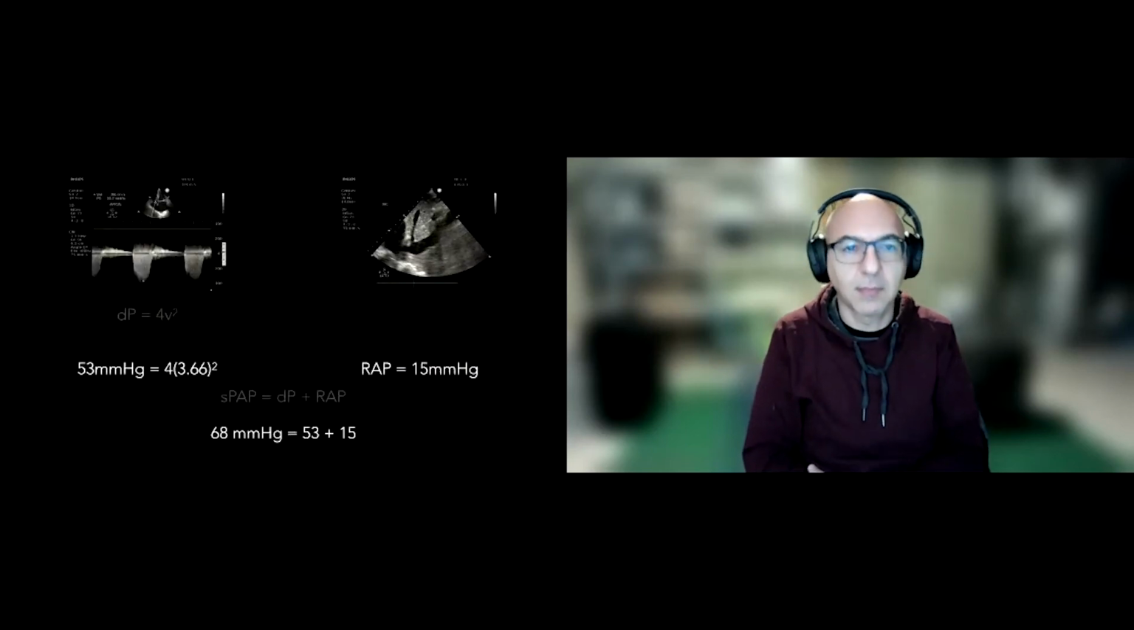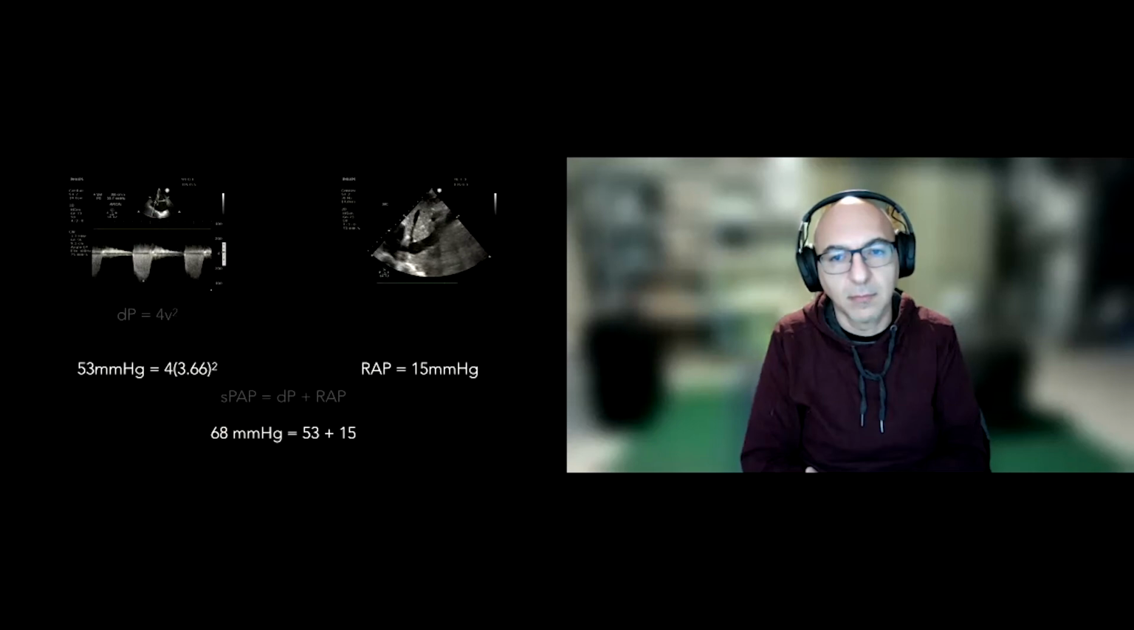So if you want to throw that into a calculator, here's what we get. That modified Bernoulli equation gives you that 53 millimeters of mercury as your transvalvular gradient. Your RAP is, in this situation, like we talked about earlier, estimated about 15 millimeters of mercury based on the fact that it's greater than 2 centimeters and not collapsible. Sum it together, we're looking at a systolic pulmonary artery pressure of almost 70. And so the question then becomes, what are our cutoffs, and is systolic pressure a good surrogate?